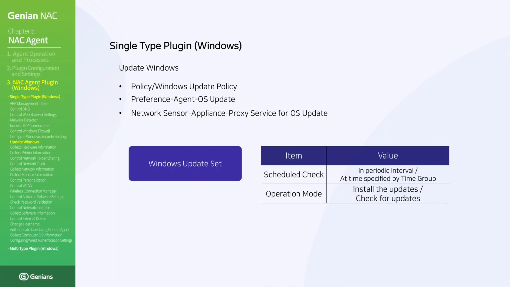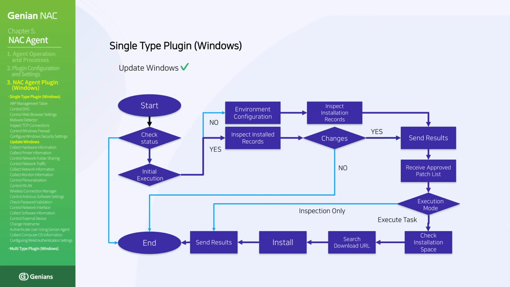The Update Windows plugin performs update functions on endpoints according to the Windows Update policy. The Windows Update Set section requires prior definition in the Windows Update policy and includes settings for the inspection timing to check update items and the operation mode to execute updates. Windows Updates inspect the installation records on the device, download approved patches from those not yet installed, and perform the installation.